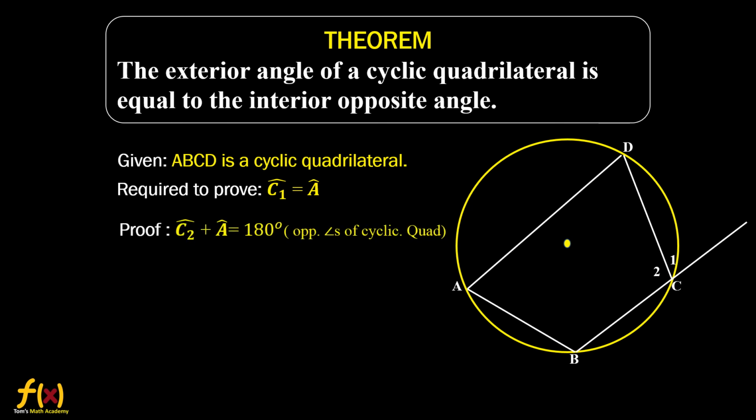Now we find that C2 plus A, we know that it is 180. Opposite angles are supplementary. Then again, C1 plus C2 is also 180. Angles on a straight line. So what do we see here? C2 plus A is 180. C2 plus C1 is 180. Therefore, we can see that A must be equal to C1. Therefore, we can conclude angle C1 is equal to angle A, exterior angle equal to interior opposite angle. Simple proof. You must know that we are going to use them in many, many questions.